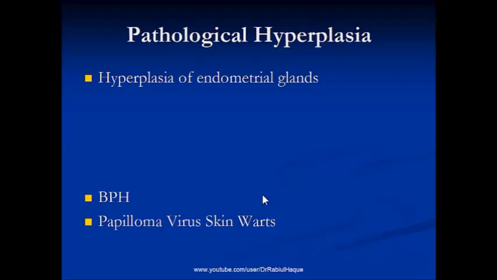Now, what are the causes or examples of pathological hyperplasia? As you can see in your textbook, examples are hyperplasia of the endometrial glands due to some abnormal increase in the estrogen level. Second cause is benign prostatic hyperplasia, and even in some viral infections, for example in the skin warts of papillomavirus, there also we can see hyperplasia. Now I will explain the first one, why we can have hyperplasia of the endometrial glands.